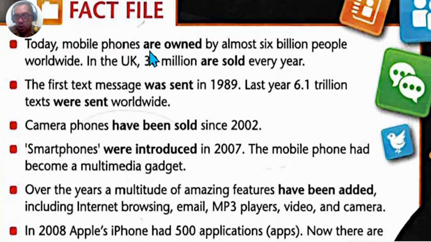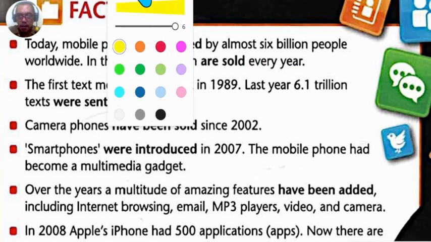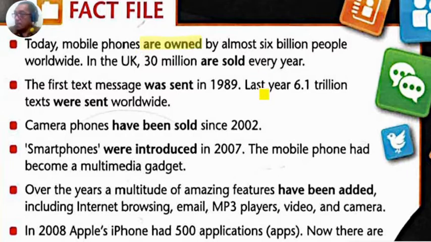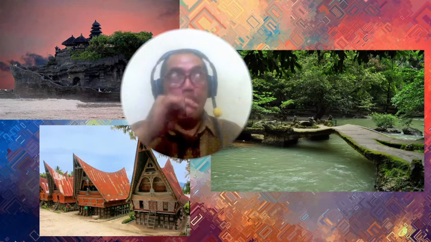Today, mobile phones are owned by almost 6 billion people worldwide. Are owned. This is the character of passive voice. Are sold. This is the character of passive voice. So basically, what's the character of passive voice? There is the to be and verb 3. To be and past participle, we say that.